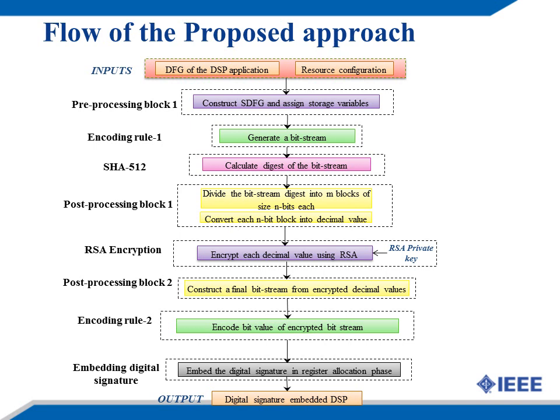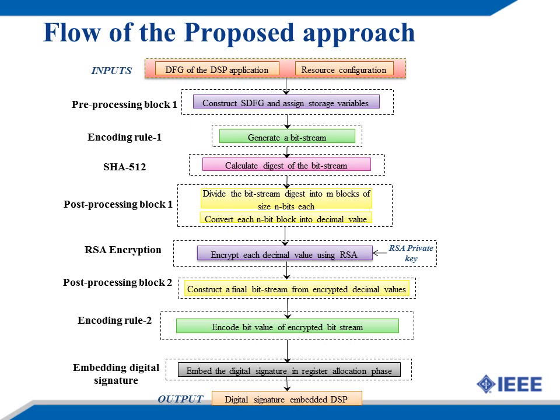Now the next process is to use this stream of ones and zeros to encode in the DSP application as a digital signature constraint. So we need another encoding rule. We have devised a second encoding, encoding rule 2, where we encode each of the bit values of the encrypted bit stream, and then we implant the digital signature in the high level synthesis framework. The chosen layer is the register allocation phase of HLS.